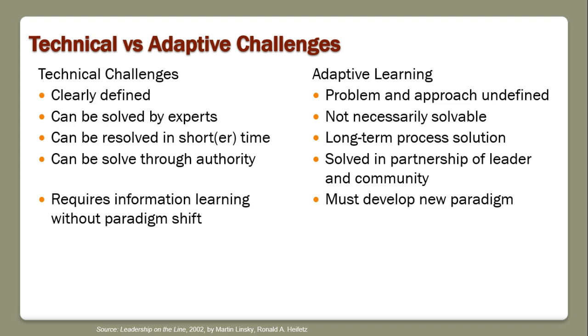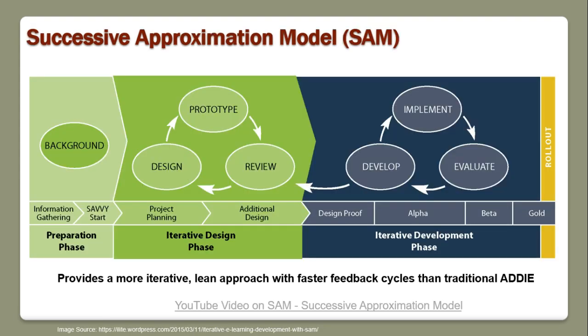So because of that, models like the traditional ADDIE, and a lot of people follow ADDIE, but they don't follow the traditional waterfall approach to ADDIE. But there have been other models out there. SAM is the Successive Approximation Model, and the idea is you go through 3 different phases: the prep phase, the iterative design phase, and then the iterative development phase. And again, we have a YouTube video that you can go into more detail.